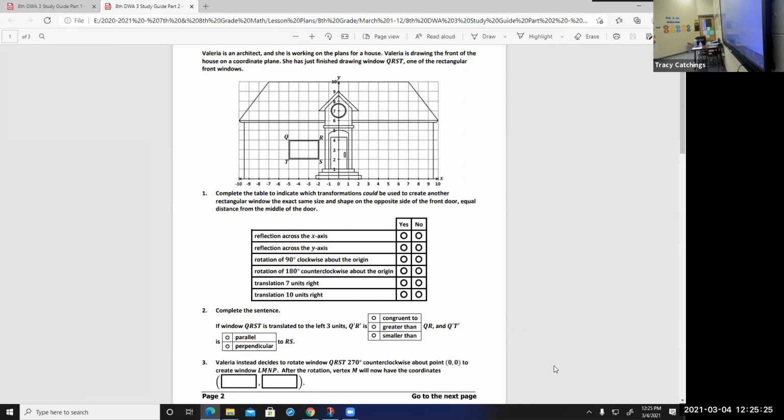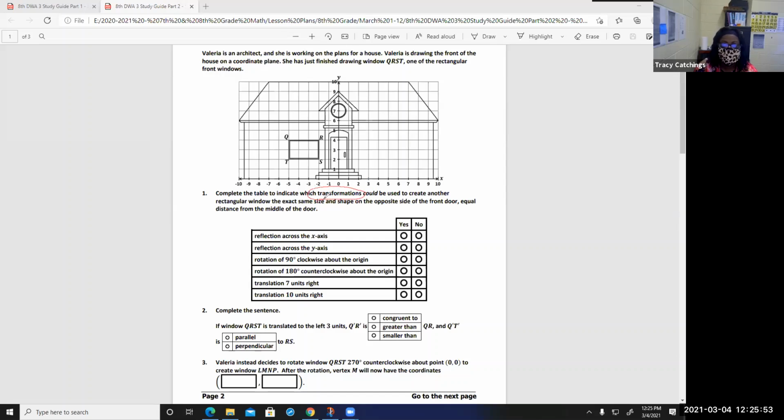All right, part 2 reads, Valerie is an architect. She is working on the plan for a house. Valerie is drawing the front of the house on a coordinate plane. She has just finished drawing window QRST, one of the regular front windows. They asked us to complete the table to indicate which transformations could be used to create another rectangular window, the exact same size and shape on the opposite side of the front door, equal distance from the middle door.